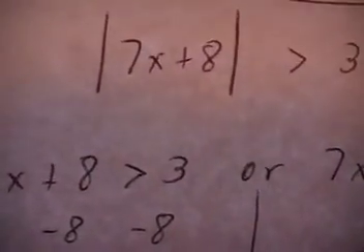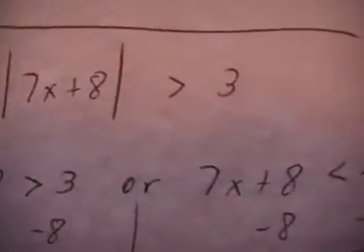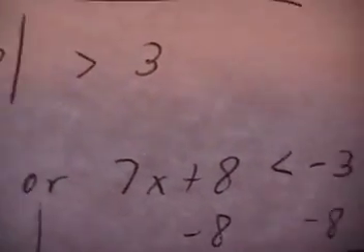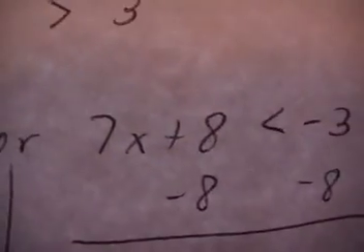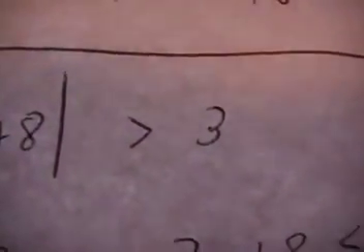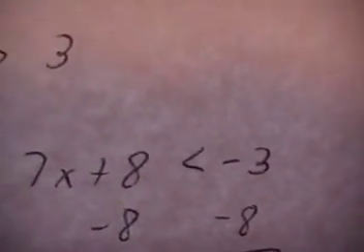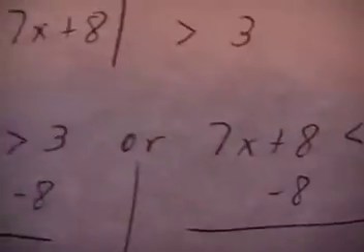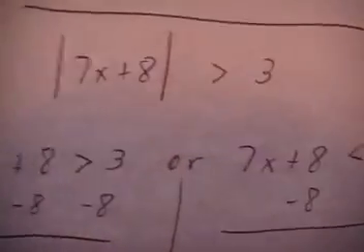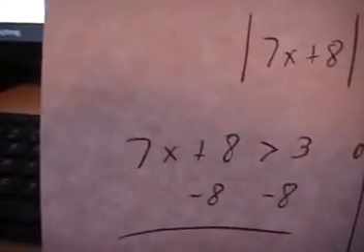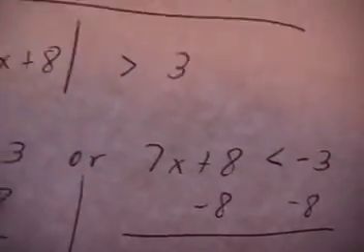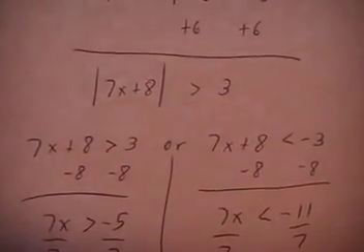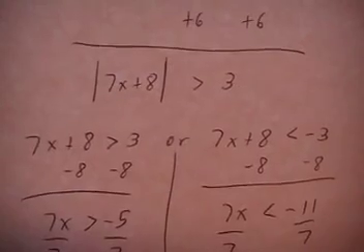But we can do a second one where we say 7x plus 8 is less than -3. So you switch the greater than to less than, and you switch the outside 3 to -3. Don't switch the inside stuff. This is 7x plus 8 on both halves. Some people put 7x plus 8 for one of them and 7x minus 8 for the other. You don't switch that. Only the 3 switches to 3 and -3, and then one's greater than, one's less than.